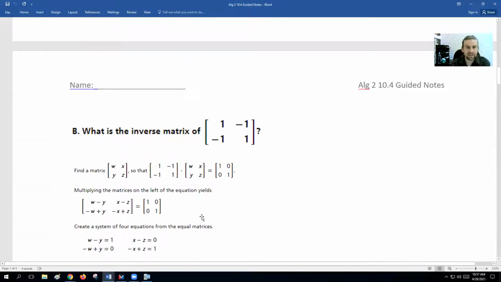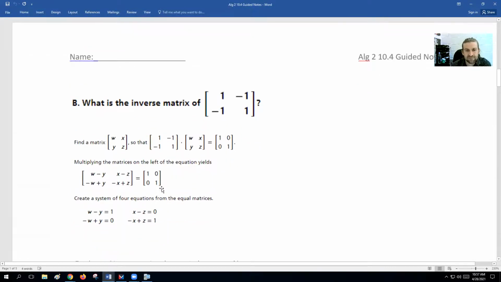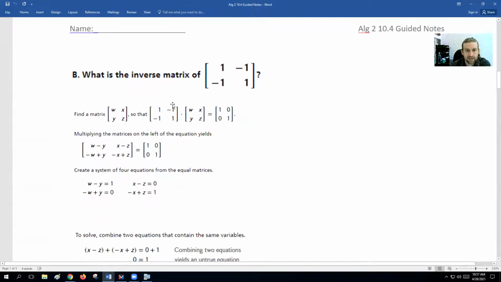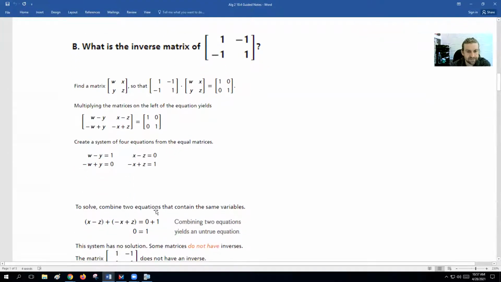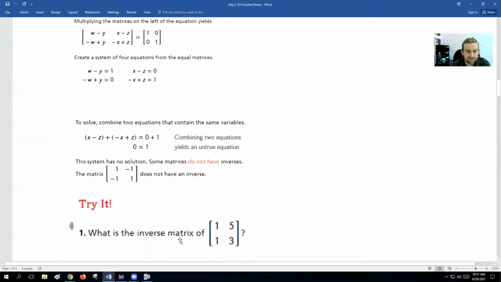One thing that you have to watch out for is that the inverse matrix doesn't always work out. Like in this example here, if we go through the steps, it just ends up not working out. When we combine our two together, we don't get the inverse matrix.